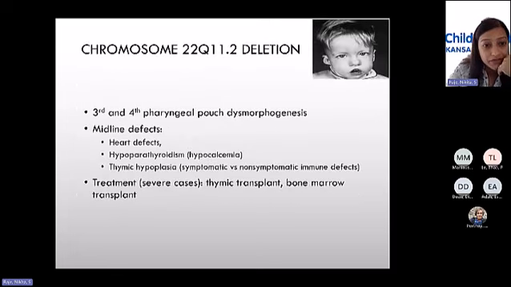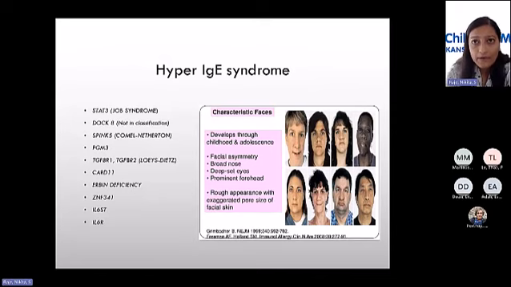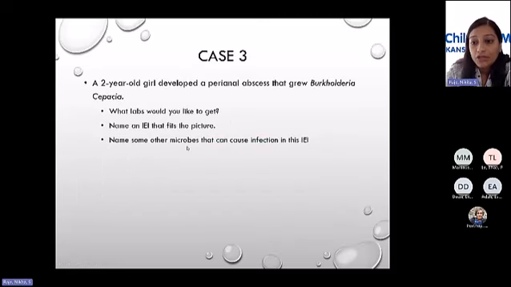This was a patient I was trying to describe. These patients, if severe cases, less than 1% of these cases will have thymic aplasia or congenital athymia. Those patients will need thymic implant or transplant rather than bone marrow transplant. Hyper IgE syndrome, that's the coarse facies that I was talking about with STAT3. But again, there are lots of other genes that cause a similar picture.